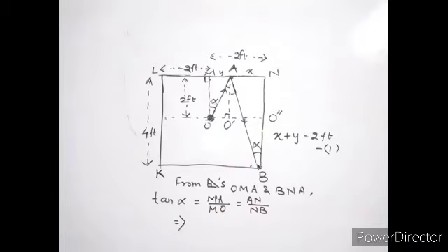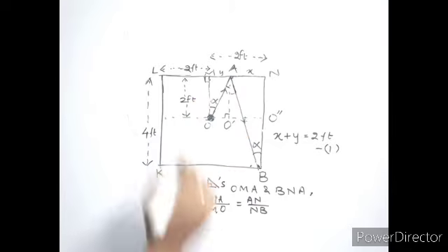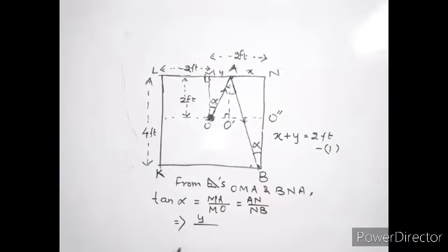Now equating both these things, we know MA is equal to y, so y by MO is equal to half the length, that is 2. So this is y by 2 is equal to AN, that is x, divided by the greater length, that is 4. So from this we have x equal to 2 times y. Let me take it as the second equation that we have obtained.